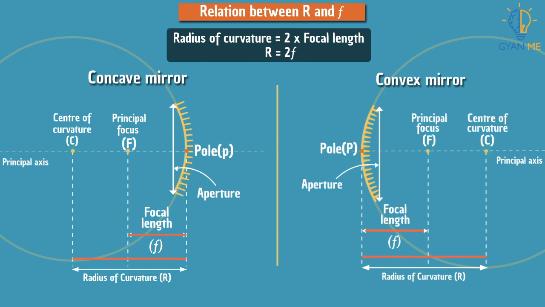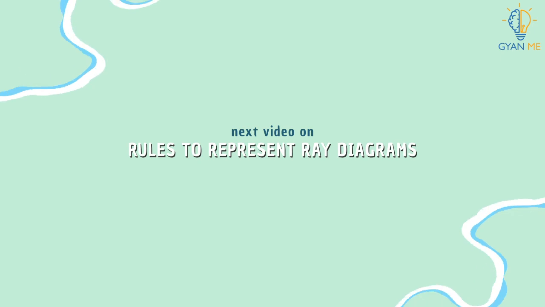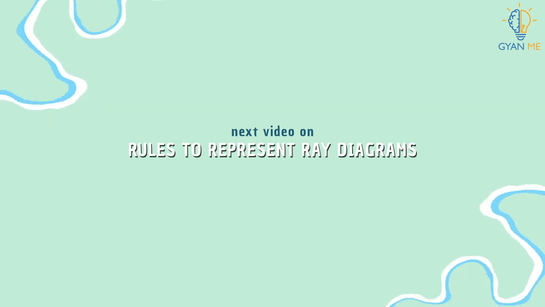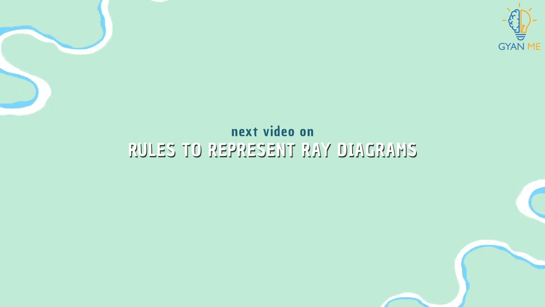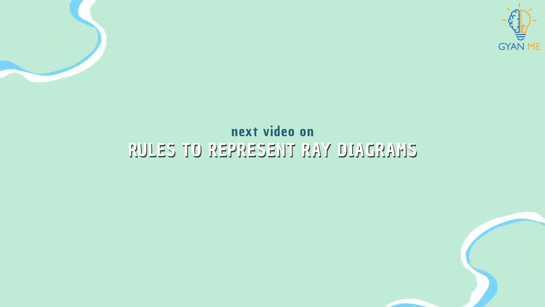So students, we have learned how to find out the focal length of a given mirror, whether it is convex or concave. In the next video, we will see the rules to represent these ray diagrams while we are representing image formation by spherical mirrors.